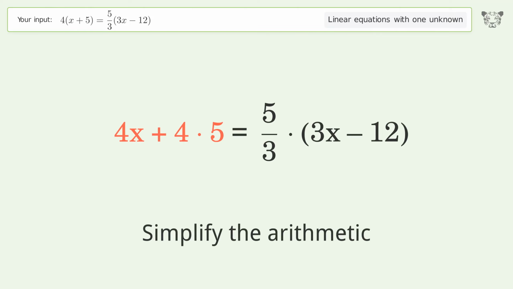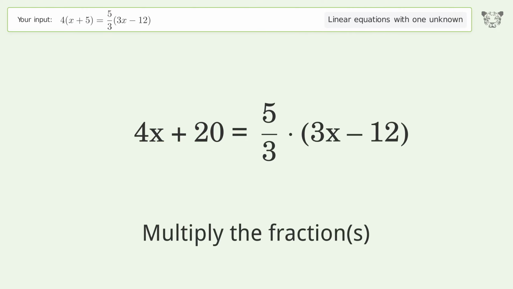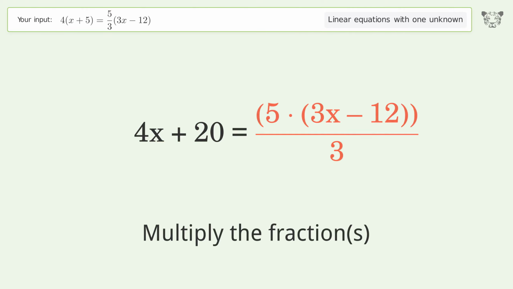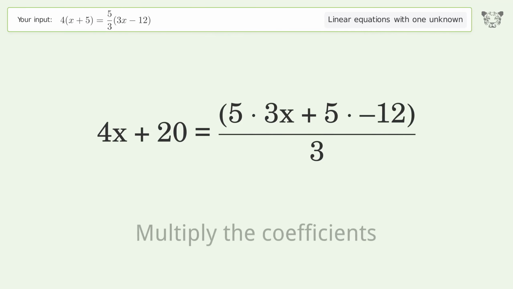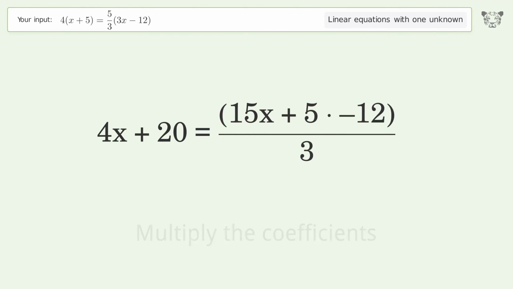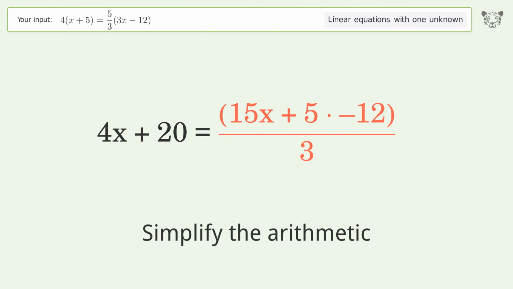Simplify the arithmetic. Multiply the fractions. Expand the parentheses. Multiply the coefficients. Simplify the arithmetic.